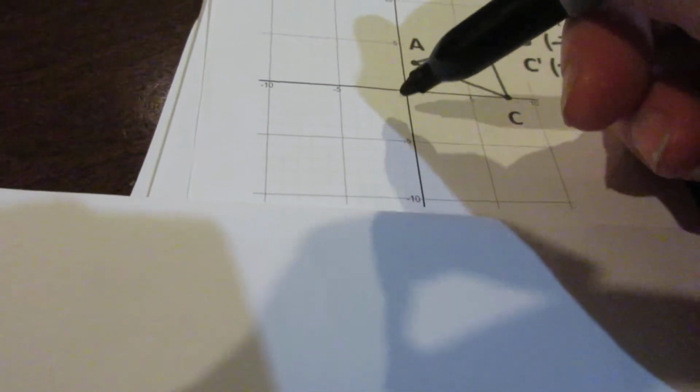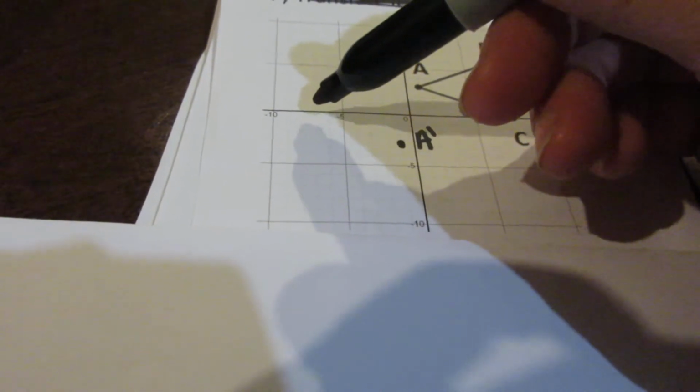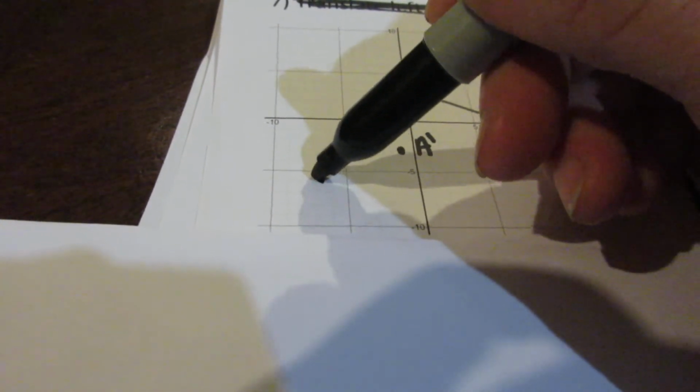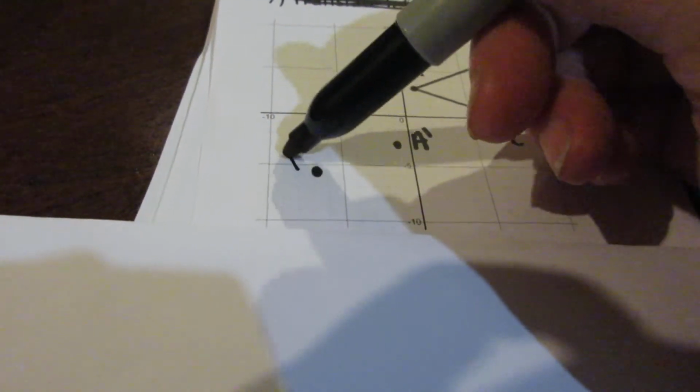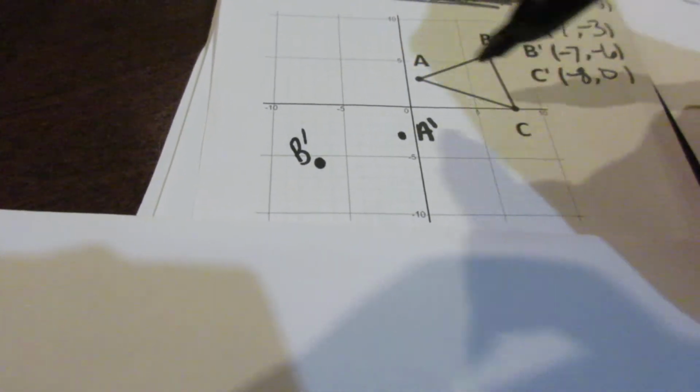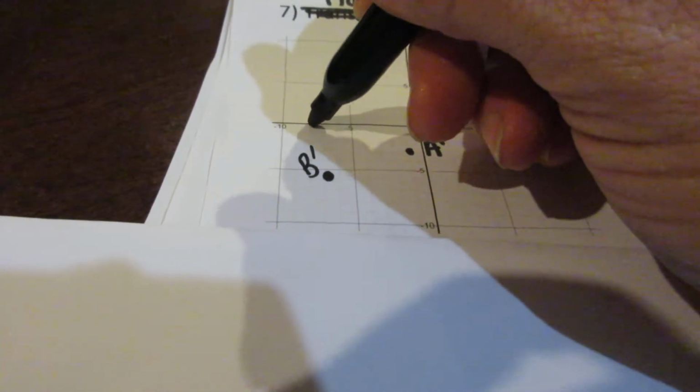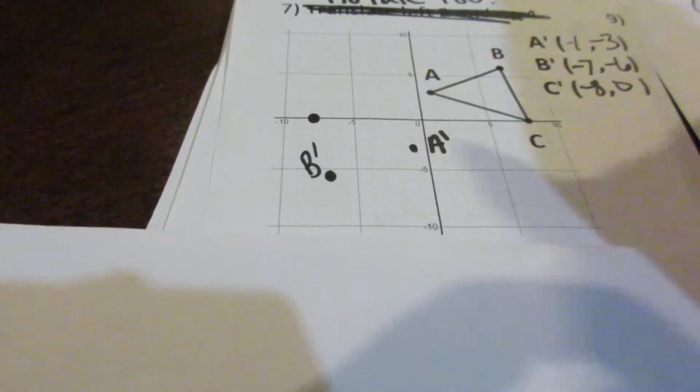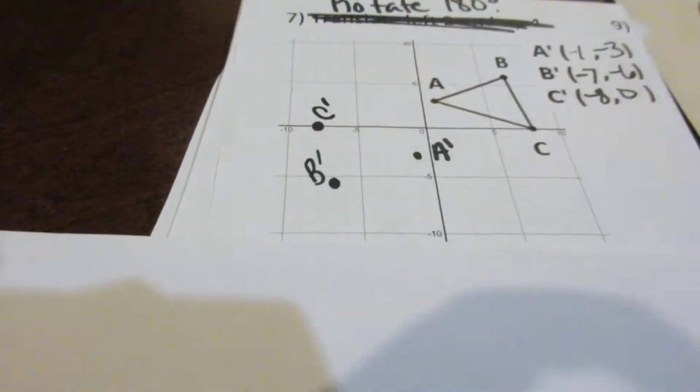Alright, so graphing point A prime, -1 means we go left 1, and -3 means we go down 3 for the y coordinate. That's going to put us right there, and I'm going to go ahead and label that one A prime. B prime was -7, -6, that means left 7, and then down 6. Going to put us right there, and I'm going to label it B prime. And C was -8, 0, so we go left 8 right here, and then 0 means we don't go up or down, so that will be C prime.